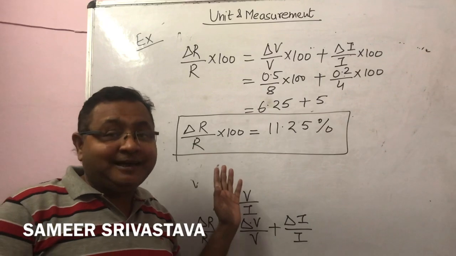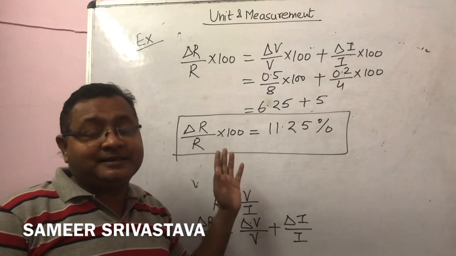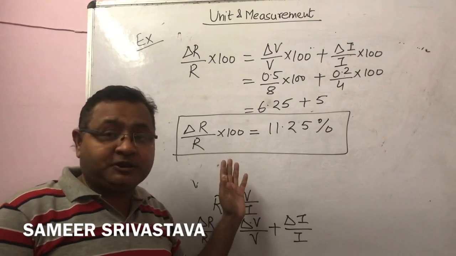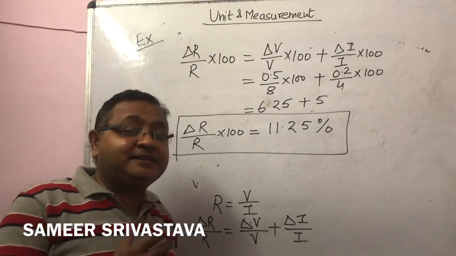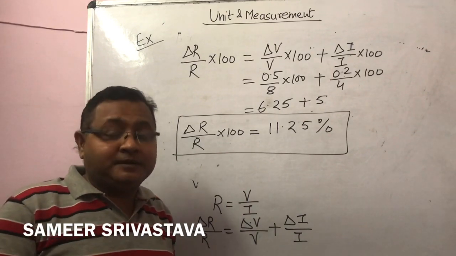Okay, hope you understand how we can find the relative error for the product, the relative error for the case of quotient, as well as how we can apply this relative error with our questions, as well as how we can write our relative error when the physical quantities have their powers.